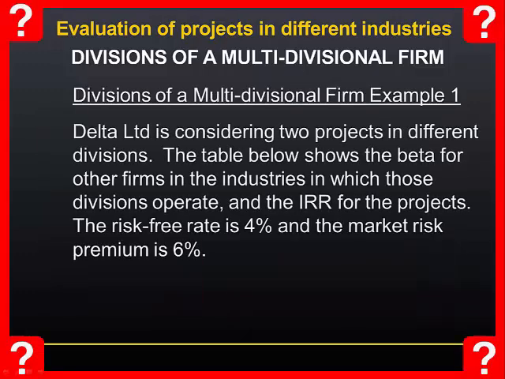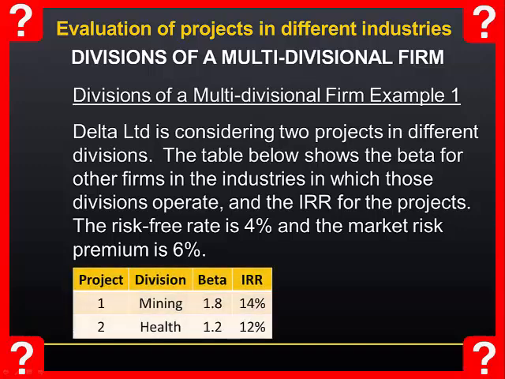Delta Limited is considering two projects in different divisions. Project 1 is in the mining industry, Project 2 is in the health industry. The beta of firms in the mining industry is 1.8, and the beta of firms in the health industry is 1.2. The internal rate of return for Project 1 is 14%, Project 2 12%. The risk-free rate is 4% and the market risk premium is 6%.